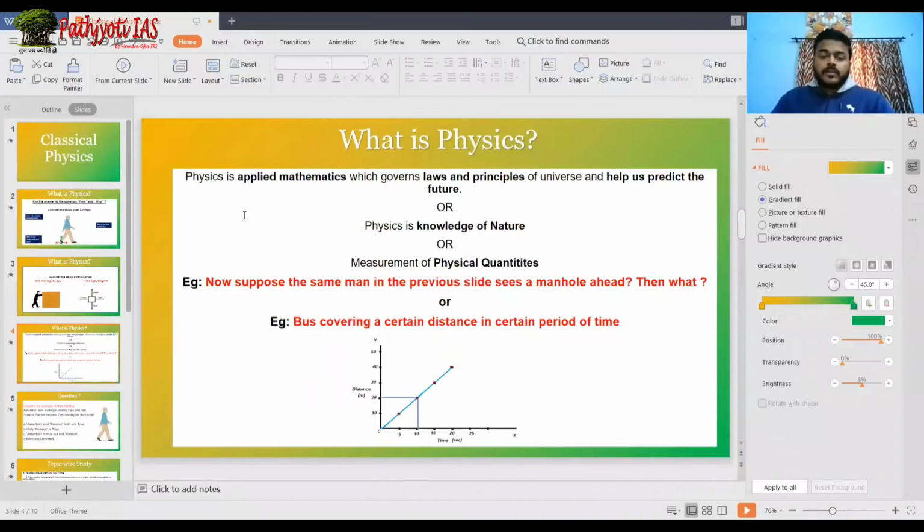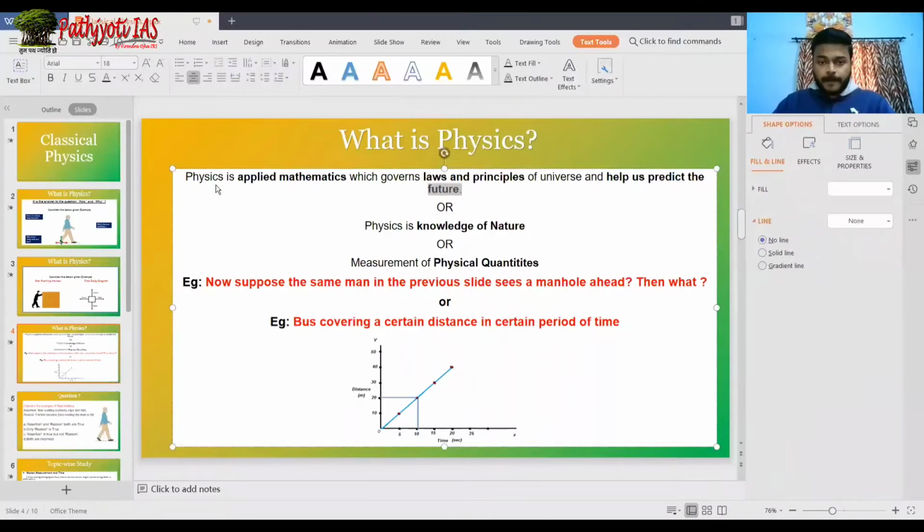Now, so let us answer in lucid terms. We have already answered that physics is the answer to why and how. Now let us see how we can define it more precisely. So physics is nothing but applied mathematics which governs the laws and principles of the universe and helps us predict the future. We'll be taking up definitions one by one. So this is the first definition.